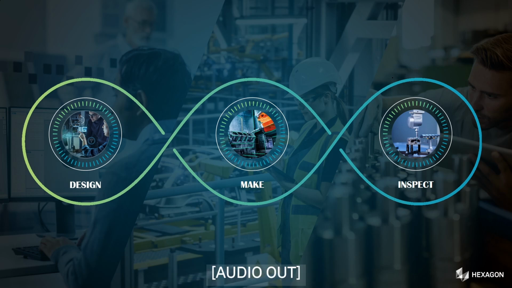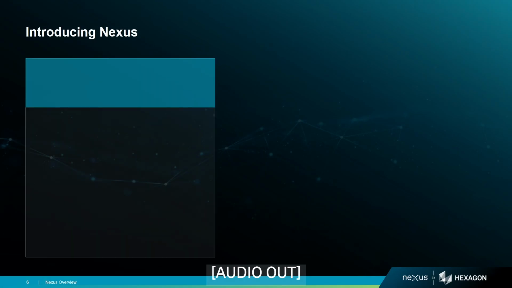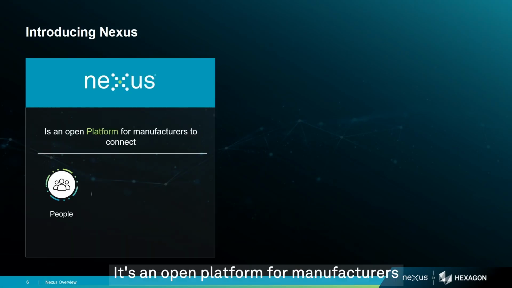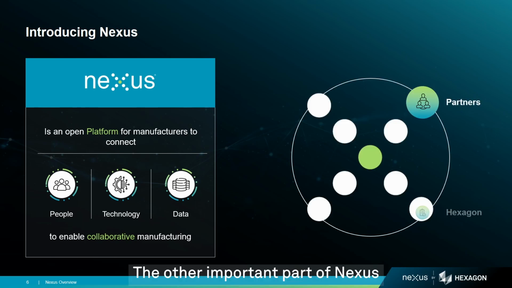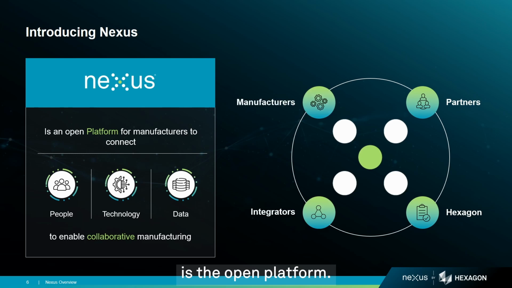So, what is Nexus? It's an open platform for manufacturers that connects people, technology, and data to establish connectivity and collaboration. That's the definition of Nexus. We're going to see some examples of what that means and how actually Nexus helps organizations share that data. The other important part of Nexus is the open platform, right? It says it's an open platform. It also means that it is not just restricted to Hexagon.